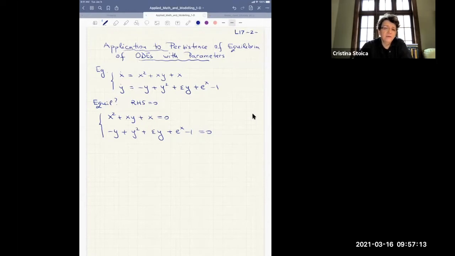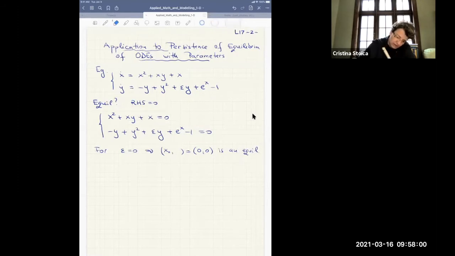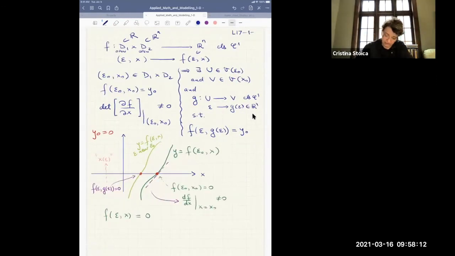What I want to show you is how an equilibrium that we can detect by eye in a particular case, epsilon equals 0, will persist for small values of epsilon near 0. For epsilon equals 0, we observe that x, y equals 0, 0 is an equilibrium. You can see it by eye: if you substitute x and y with 0 when epsilon is 0, you just get 0. Let's call this epsilon 0, so we're in line with the theorem as it was written.